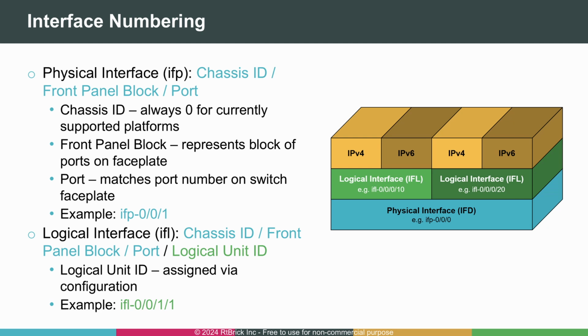RBFS interface numbers correspond to the port numbers on the switch faceplate. An interface name follows this format: IFP-chassis ID/front panel block number/port. For example, IFP0/0/0. The chassis ID is always 0 for the currently supported platforms. The front panel block represents a group of ports on the faceplate, and the port number corresponds to the physical port on the switch. Virtual interfaces follow the same naming structure.